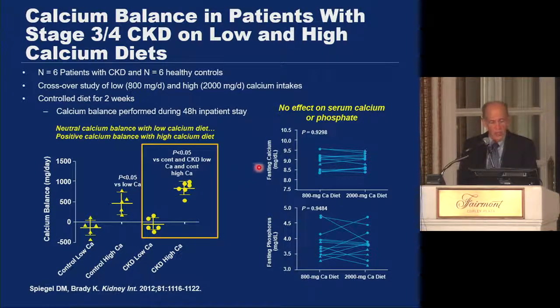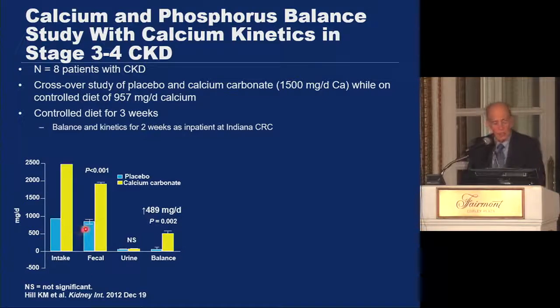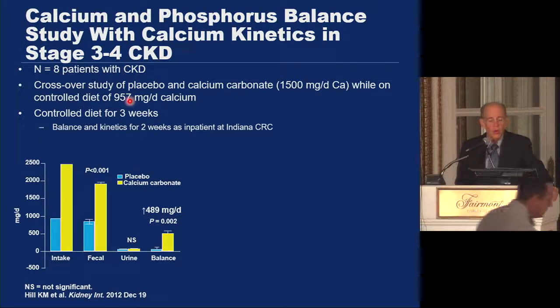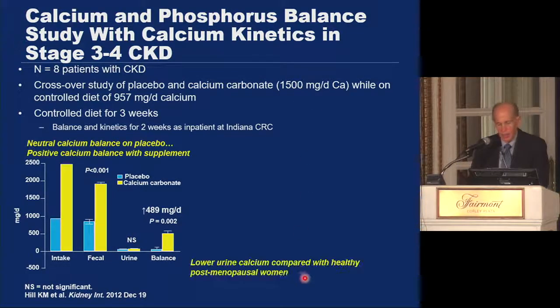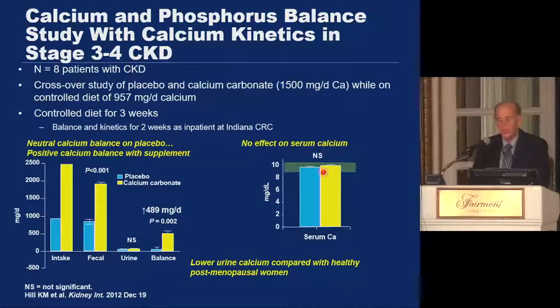So this is one study. Katie Hill did the next study, CKD 3 patients, 8 patients, again, a formal balance study. Controlled diet, this is placebo, or controlled diet plus calcium carbonate, 500 milligrams 3 times a day. Look what happened. The intake obviously went up. The fecal went up, but not as much as the intake. These patients were retaining calcium. And again, this is 3 calcium carbonate pills a day. And again, no difference in serum calcium.